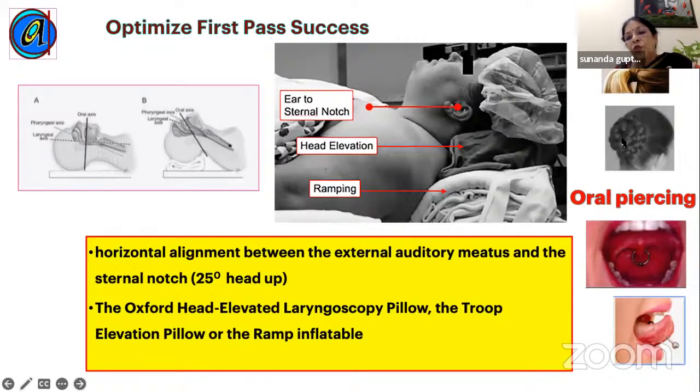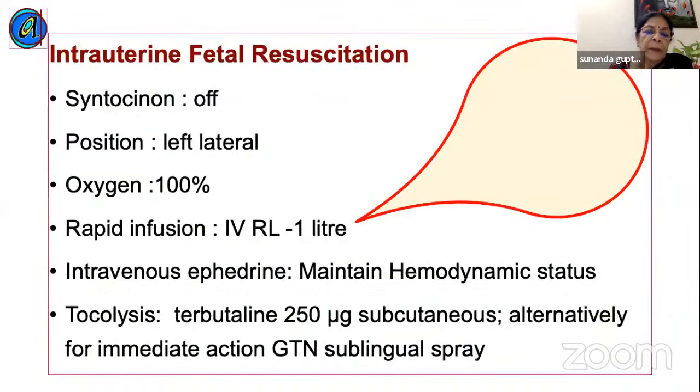Remember, you need to remove all these hair extensions which could interfere with correct positioning of the head, and all these piercings, you can see the uvula piercing, the tongue piercing, these should be removed because this could be a reason for a foreign body there.